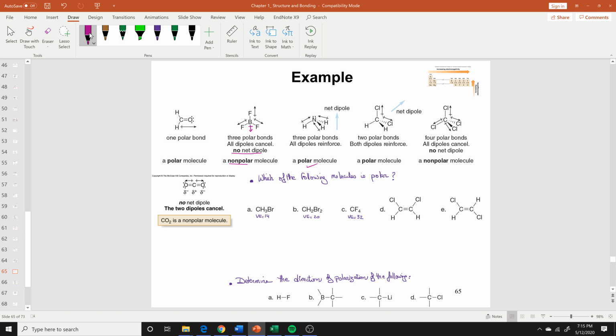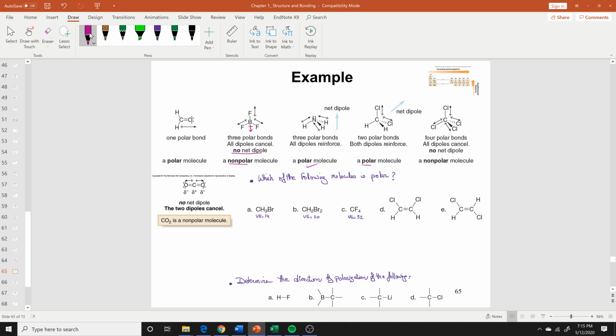Same thing over here, your net dipole. These two are not in the same plane to cancel out. Pay attention. So these two chlorines are not in the same plane. These two are, but these two are not. So they cannot cancel out. So you have a direction of polarization going this way, and a direction of polarization going this way. So the net dipole is going to go that way. And these two polar bonds are not going to cancel their net dipole. So the molecule is going to be polar.